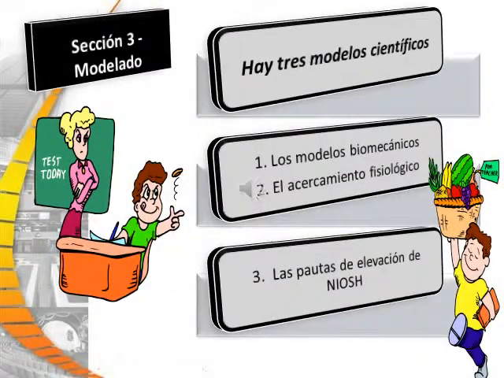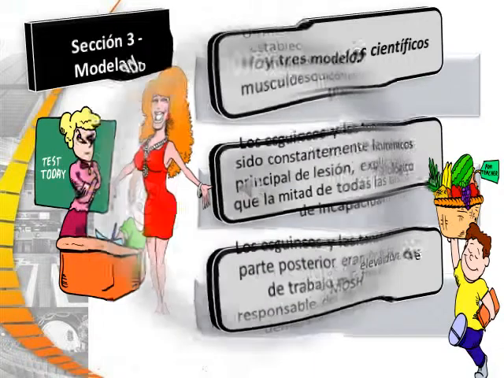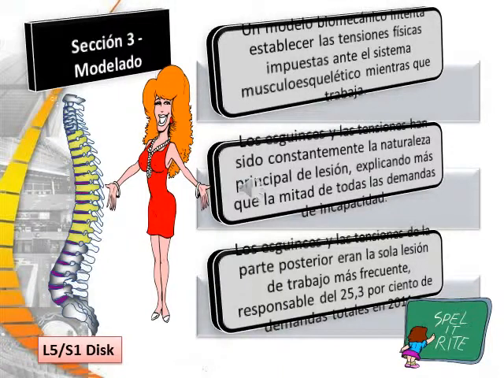There are 3 scientific methods: the Biomechanical Model, the physiological approach, and the NIOSH lifting guidelines. A biomechanical model attempts to establish the physical stresses imposed on the musculoskeletal system while working. Sprains and strains have consistently been the major nature of injury, accounting for more than half of all disabling claims. Back sprains and strains would be the single most frequent work injury, responsible for 25.3% of total claims in 2011.